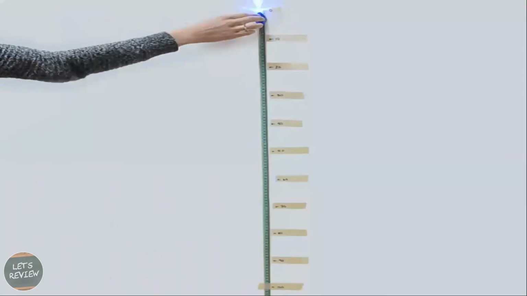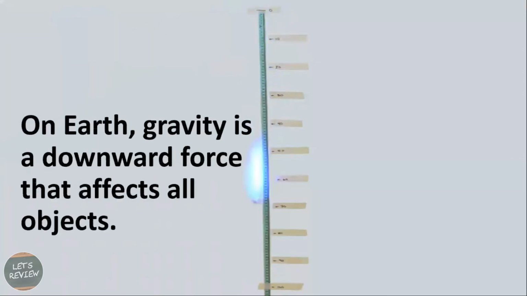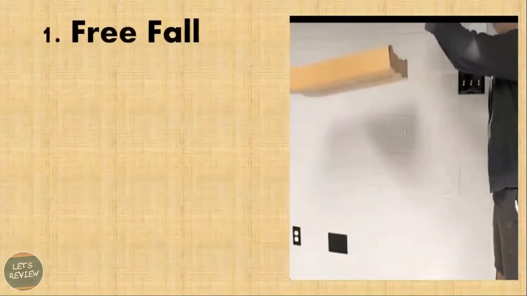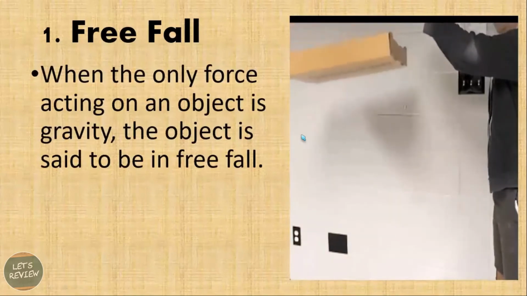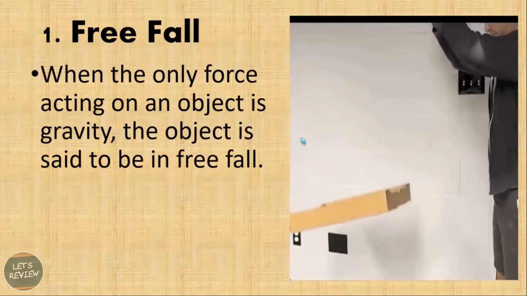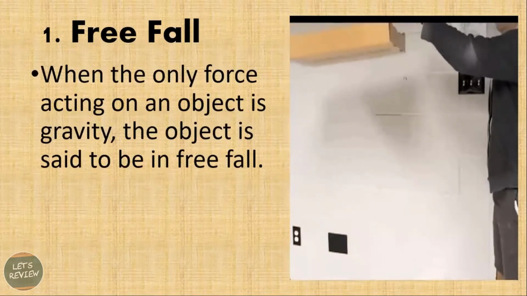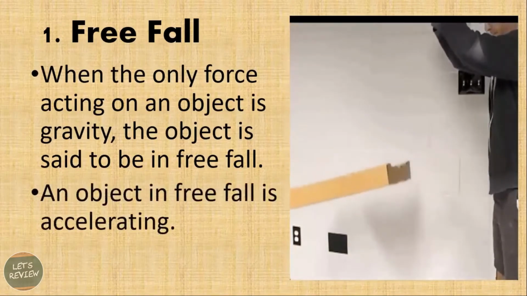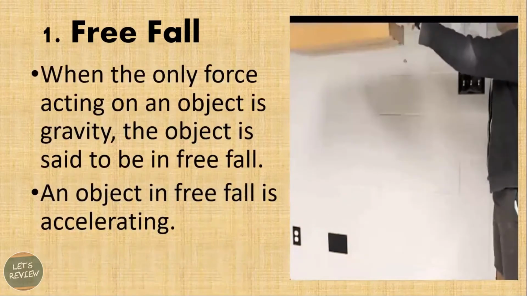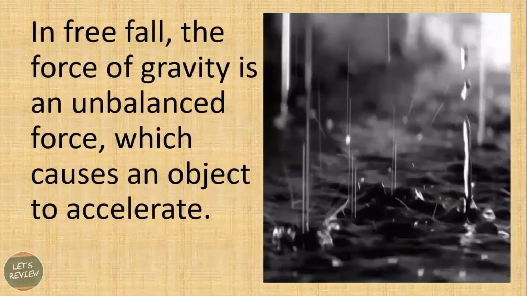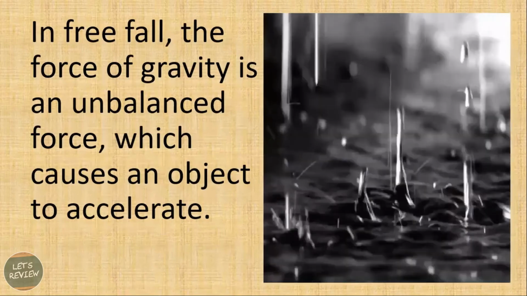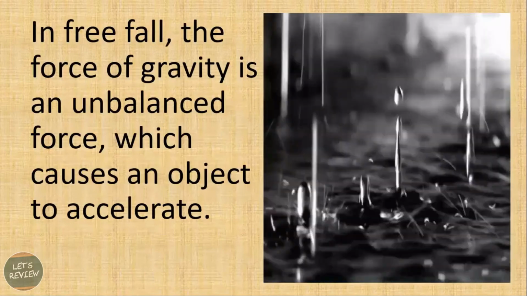What about gravity and motion? On Earth, gravity is a downward force that affects all objects, like in free fall. That's the first example. When the only force acting on an object is gravity, the object is said to be in free fall. An object in free fall is accelerating downward. In free fall, the force of gravity is an unbalanced force, which causes the object to accelerate downward.